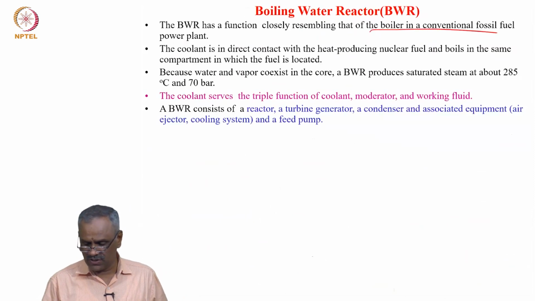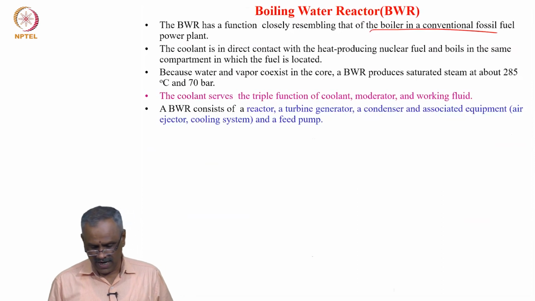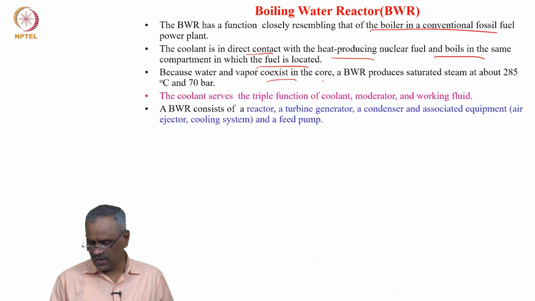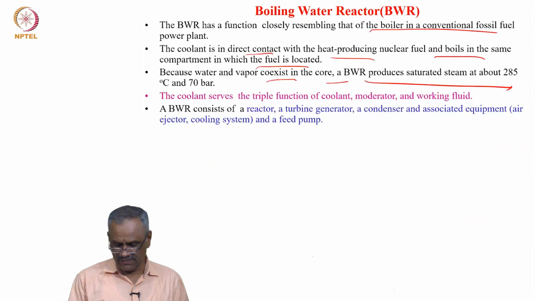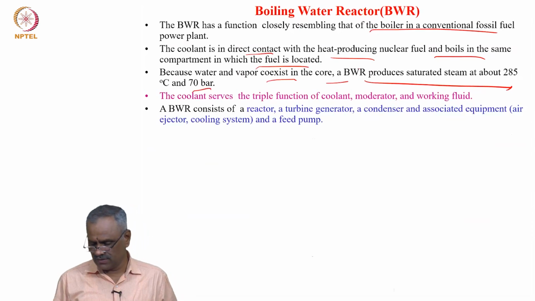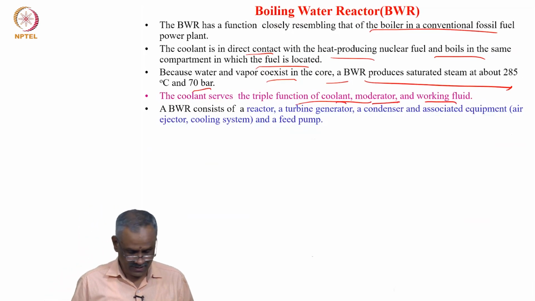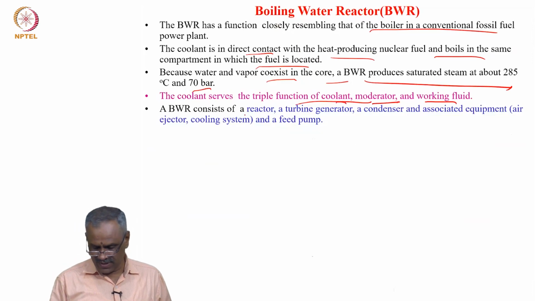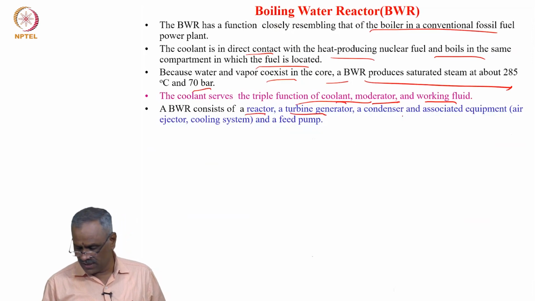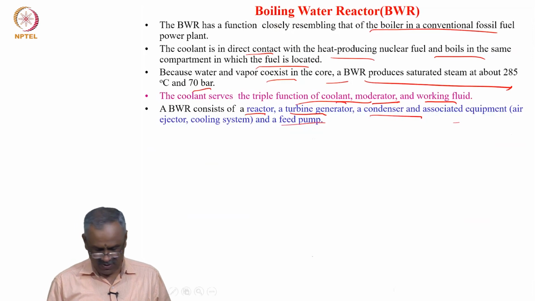It is similar to a conventional fossil fuel boiler plant, and the coolant is in direct contact with the heat produced by the nuclear fuel and boils in the same containment or compartment in which the fuel is located. Because water and vapor coexist in this, it produces saturated steam at about 285 degrees and 70 bar, and this coolant serves a triple function. It acts as coolant, moderator and working fluid, all three. So it consists of a reactor, a turbo generator, a condenser, a feed pump, and this is a Rankine cycle.